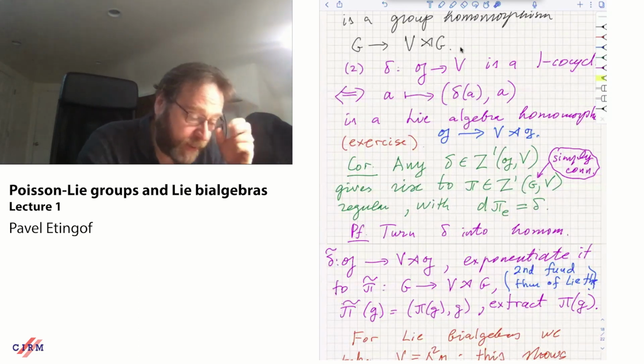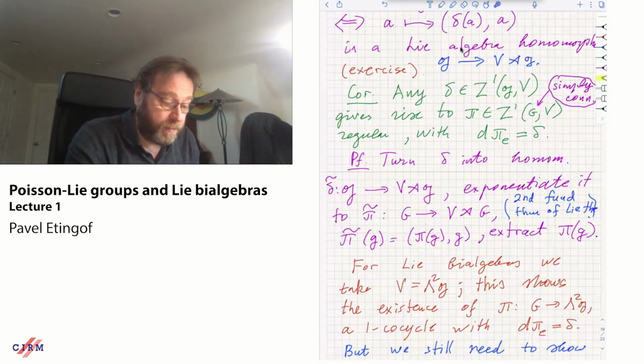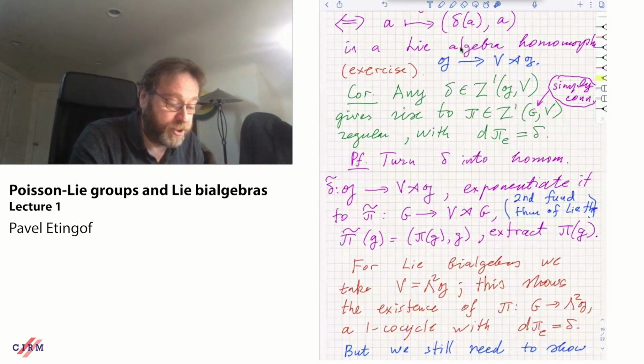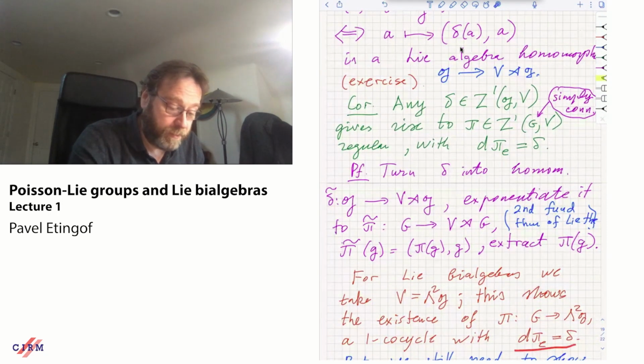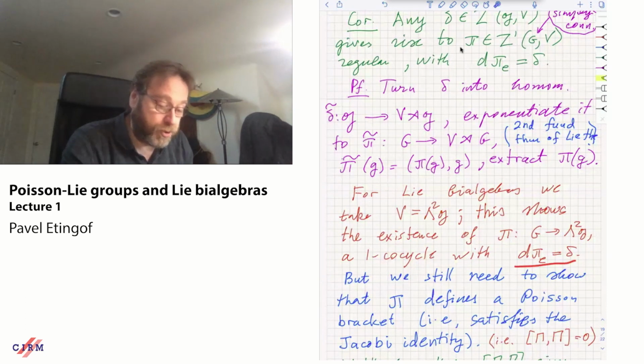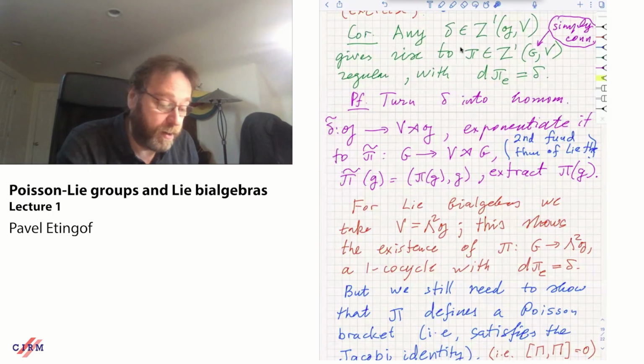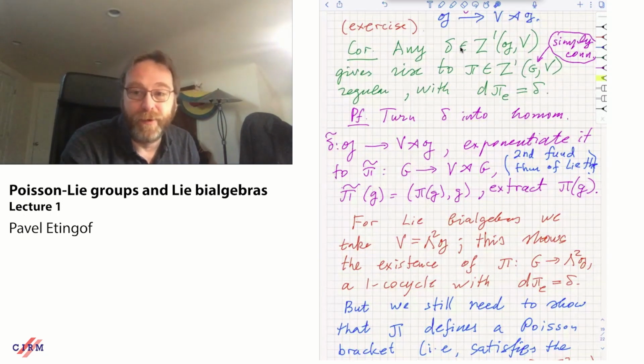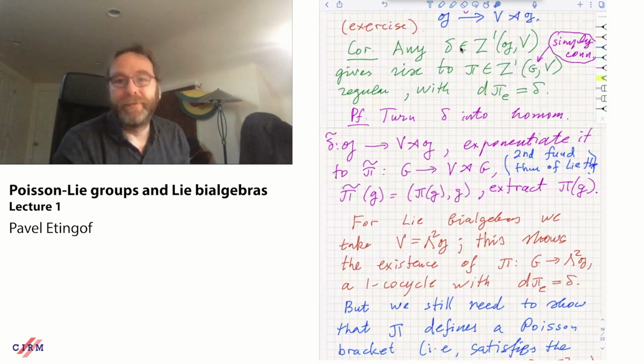And so in particular for Lie bialgebras, we can take V equal to wedge 2 of g. And this shows the existence of a one cocycle pi from G to wedge 2 of the algebra, whose differential is delta. We are not done yet, because we also need to show that this pi defines a Poisson bracket, which means it satisfies the Jacobi identity, and we will do it tomorrow. Okay, maybe I should stop here.